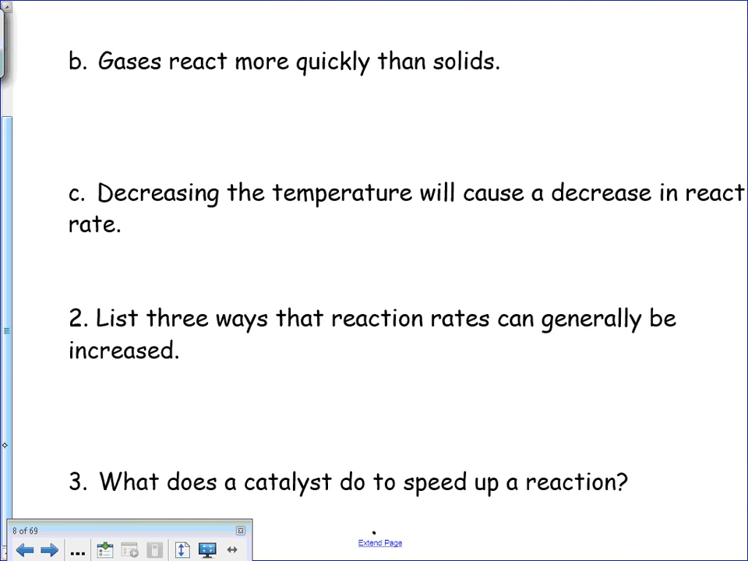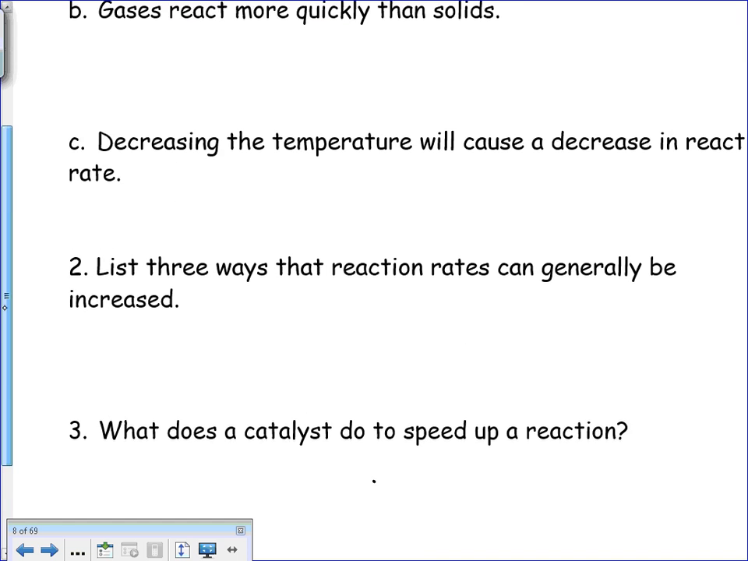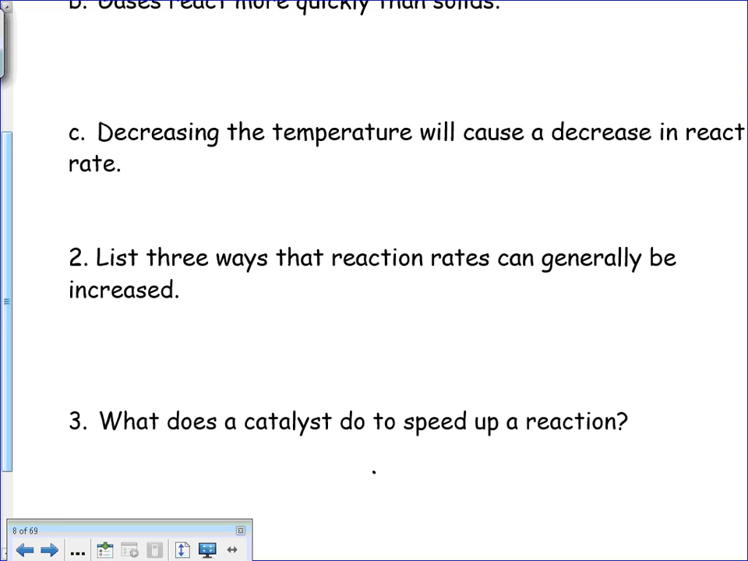Temperature and pressure. Volume. What does a catalyst do? It pairs up reactions at the right configuration.